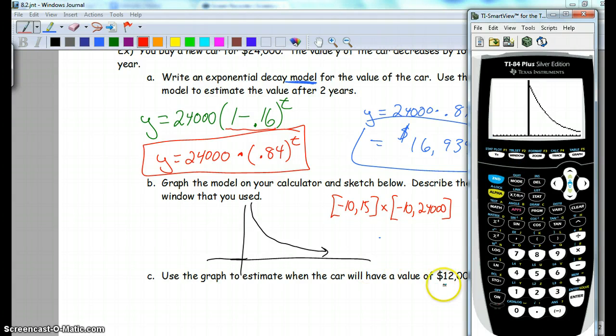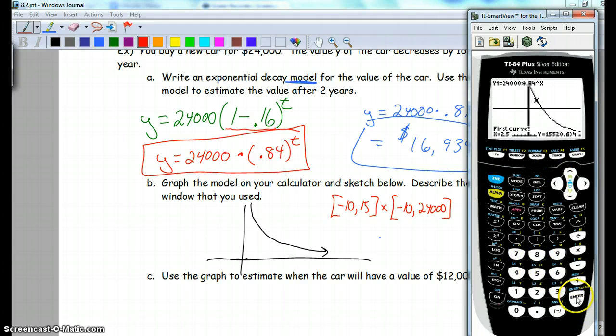Now we could just plug in 12,000 for y and solve it, but it says use the graph to estimate. So we're going to go back into our y equals, and one of our y's is the function. Y2 is going to be the value. All right, 12,000 is a y value. Press graph, and we can see where this line intercepts this curve. So, does it make sense that the intersection point is going to be our answer? So let's find our intersection point.